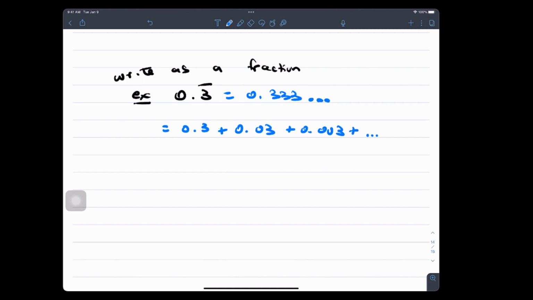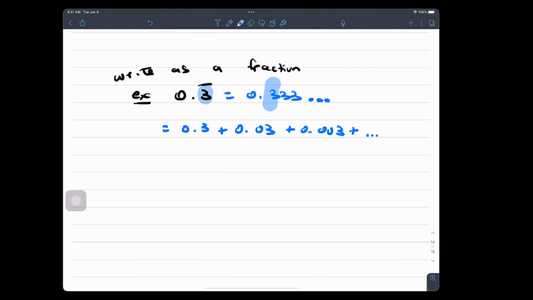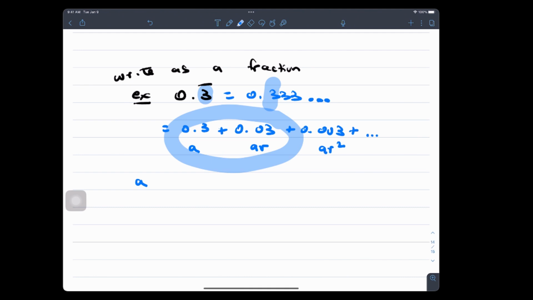Right? Because you're saying, what's repeating? What's repeating is that 3 forever. So this is going to be geometric. You might say, how do I know this is geometric? Well, because let's demonstrate it. Let's do what we've been doing here. These 3 terms. A is 0.3.